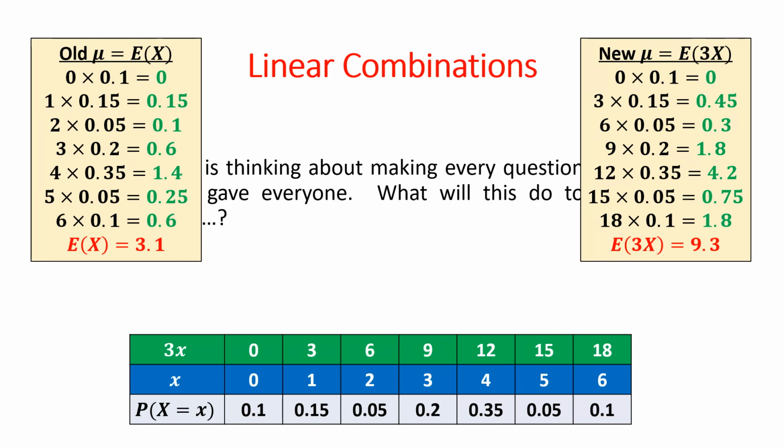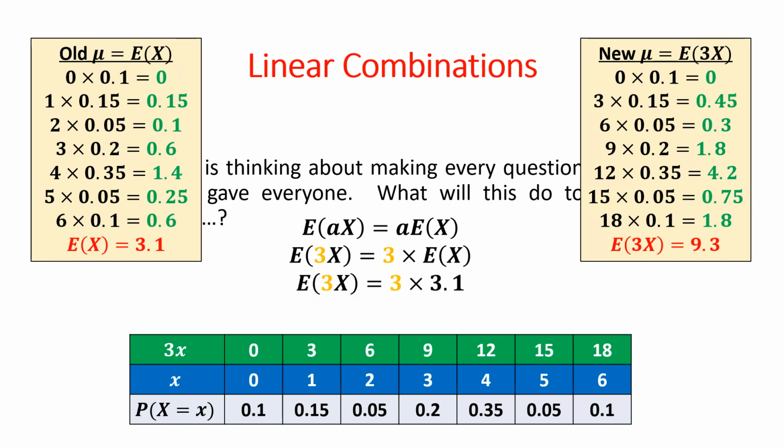There must be a quicker way of doing this, and there is. Here's a little formula that gets provided, and let's show you what it means. We're going to work out the expected value of 3x, and all that means is we're going to multiply the old expected value of x by 3. So to work out the expected value of 3x, take the old expected value of 3.1 and multiply it by the value of a, which is the number that all values of x get multiplied by. So 3 times 3.1 gives us the new expected value of 3x, which is 9.3. That saves us having to work through the process of the table and sum everything up.